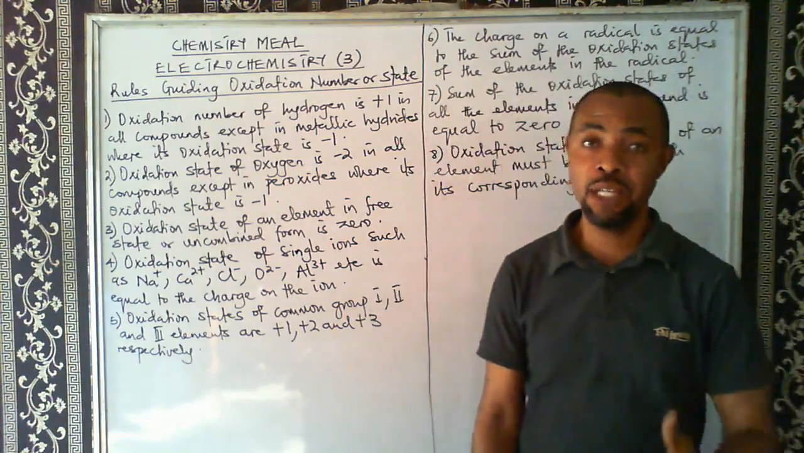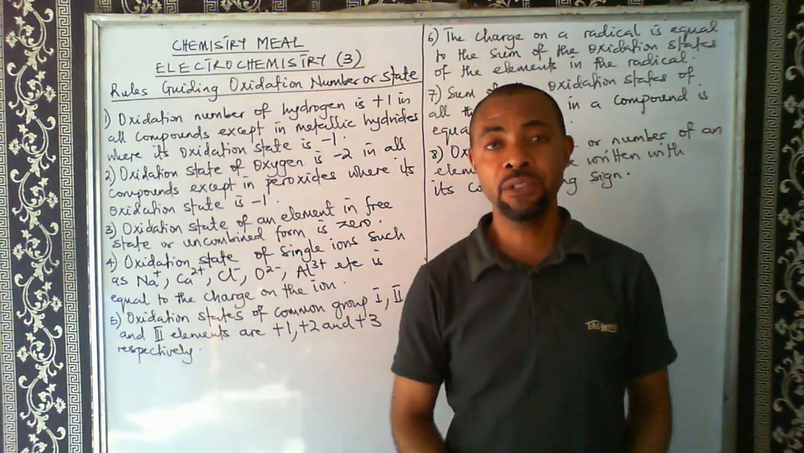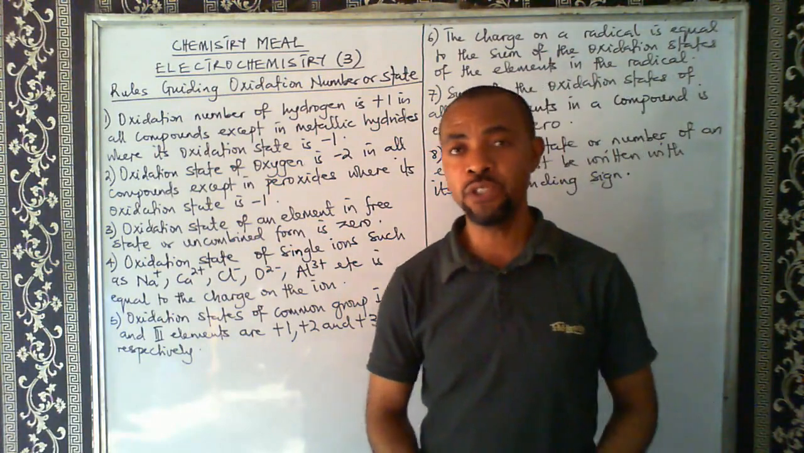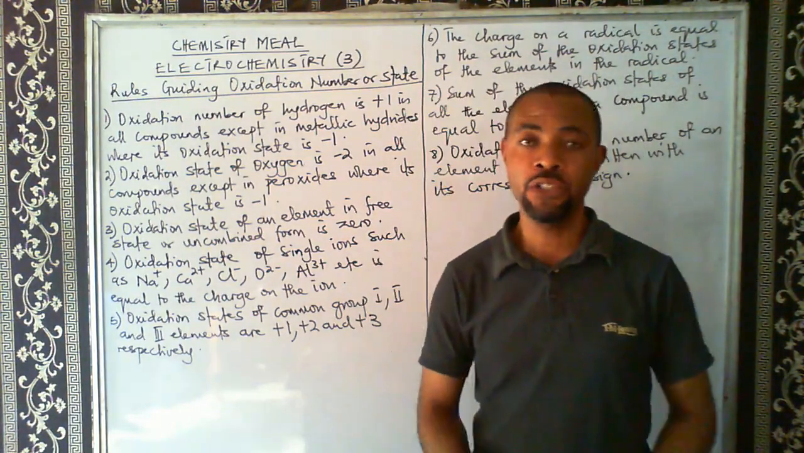Today on Chemistry Mail, our business is to look at part 3 of electrochemistry. And in this part 3, we'll be considering rules guiding oxidation numbers or states.